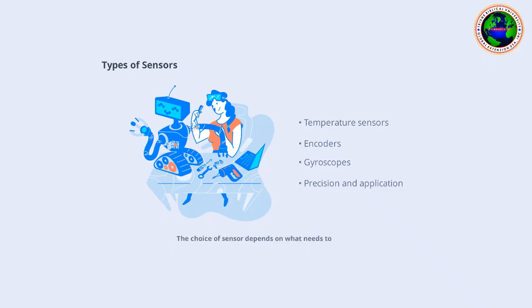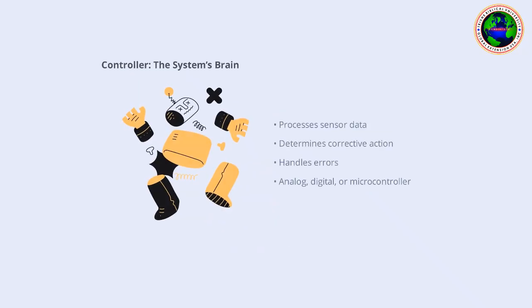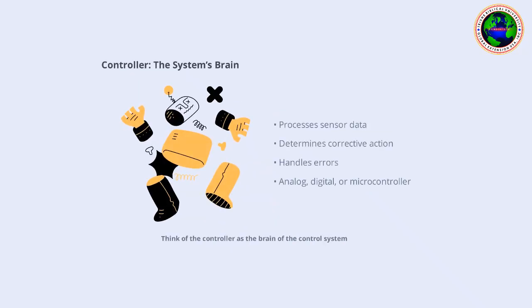The choice of sensor depends on what needs to be measured and how precise the information must be. Next, we have the controller. Think of the controller as the brain of the control system. It receives information from the sensors, compares it to the desired outcome, and decides what needs to be done. The controller processes errors, differences between what's happening and what should happen, and determines the corrective action. Controllers can be analog, digital, or microcontroller based, each offering different levels of complexity and flexibility.